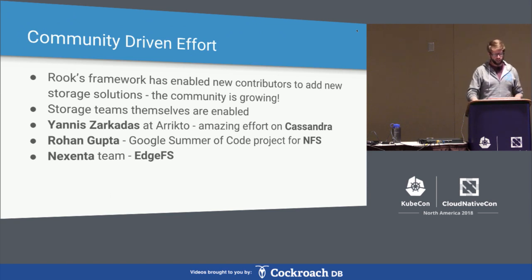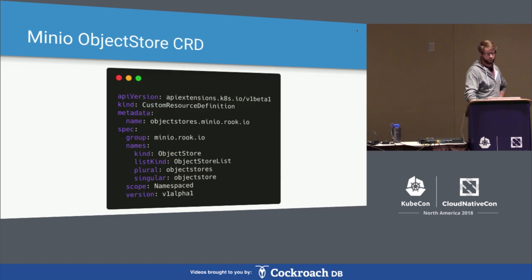I wanted to call out specifically Yanis Zarkadas. He works at Arcto, and he lives in Greece, and he single-handedly did the Apache Cassandra operator. The amount of functionality that he put into that before it even got into the master branch was impeccable. That guy is amazing. He did a great job. Rohan Gupta was a Google Summer of Code mentee for us. Through that project, he got to work on enabling network file system storage in Rook. And then the whole Nexenta team has been enabled through the Rook framework to bring in their EdgeFS file system project, or storage solution.